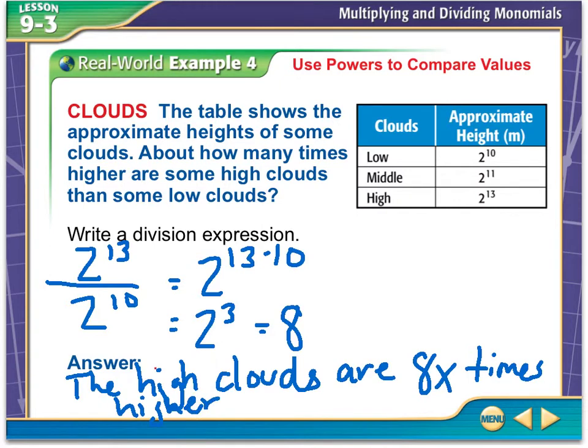Go ahead and take a few seconds to write down what we did in this work as well. We used the quotient of powers property to subtract exponents in this first step, and then we simplified. That's something rather important to write down: simplify your answer.